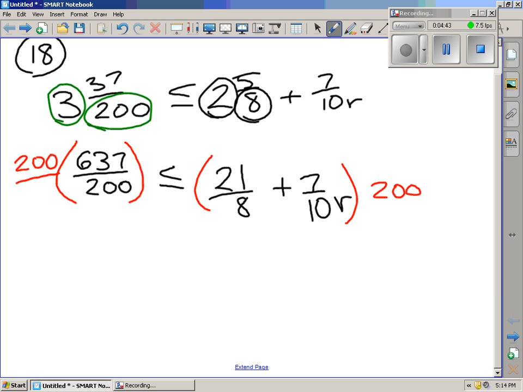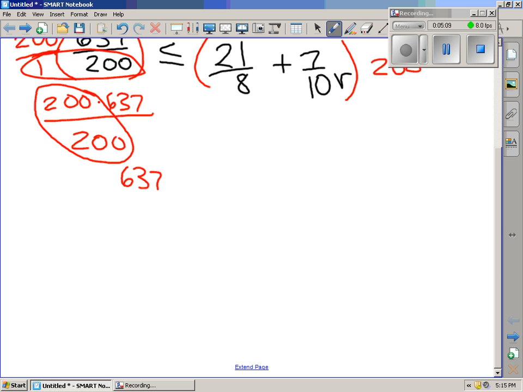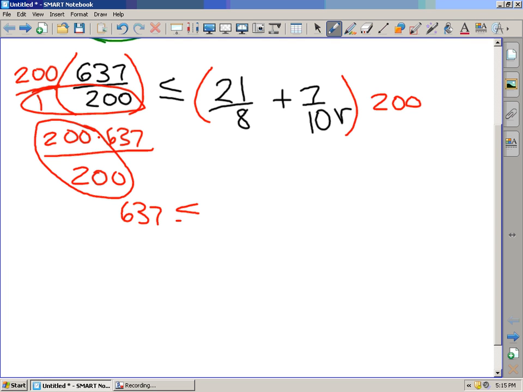On the left side, 200 times 637 is what we get in the numerator, and 1 times 200 is 200 in the denominator. Well, you should see that here 200 over 200 equals 1. So 1 times 637 is just really 637. So on the left side, we're going to be left with 637. Then I copy down the inequality sign, and then I'm going to multiply the 200 times the 21/8.